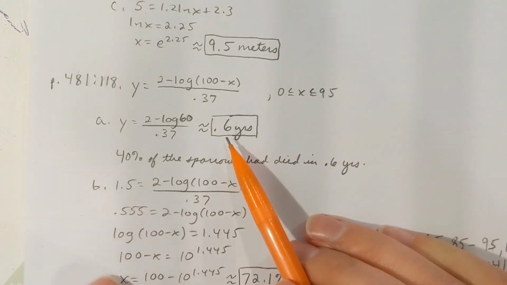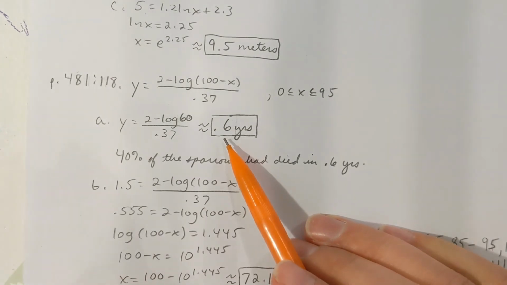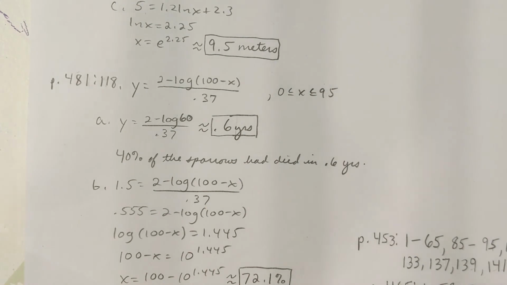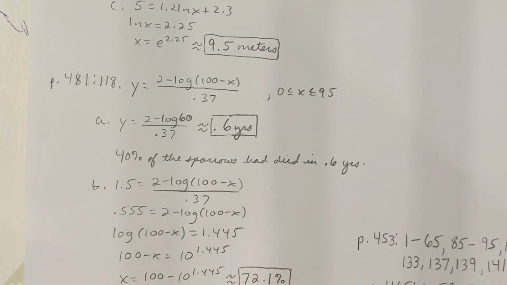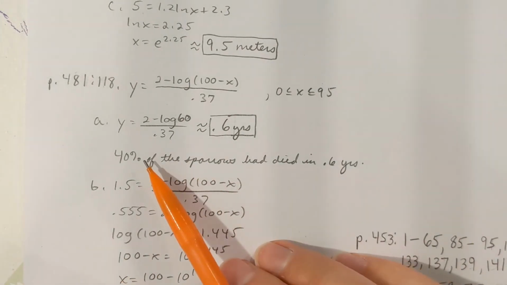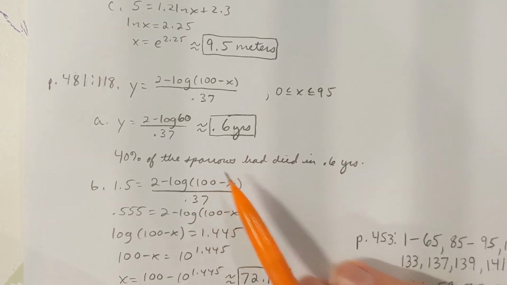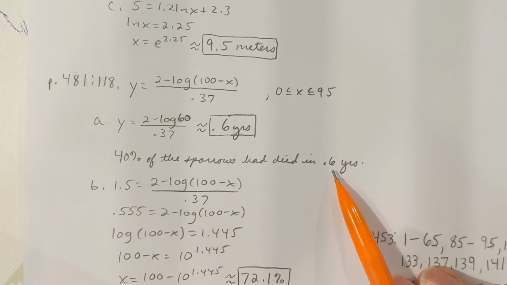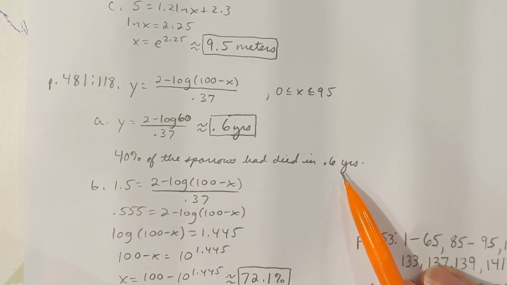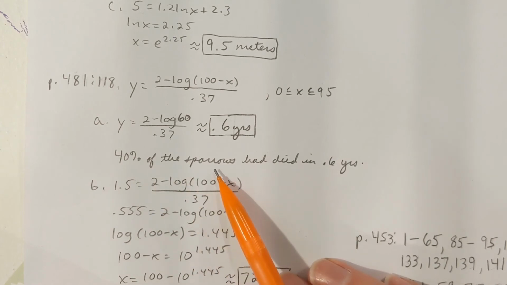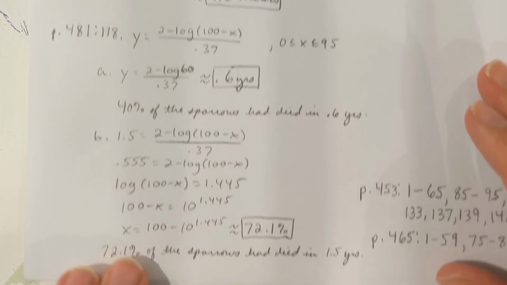Y is the years. X is the percent of the sparrow population that has died off after Y years. So the interpretation of this would be to say that 40% of the sparrow population that was originally there in the area had died off in 0.6 years. Okay, now of course as time goes on, more of the sparrow population that was originally there is going to die off.